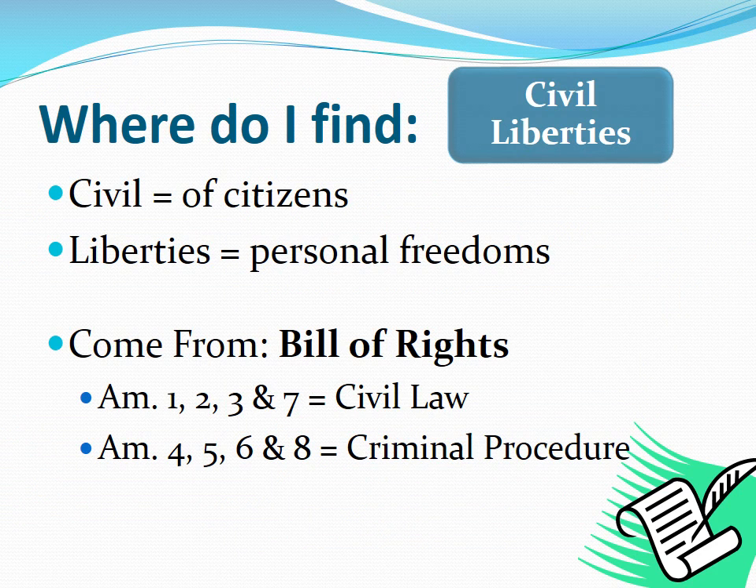Civil liberties can be found mostly in the Bill of Rights, civil meaning of citizens, and liberties of personal freedoms. So what are the personal freedoms of the citizens of the United States who are protected by the federal Constitution? Well, we have the Bill of Rights, which includes both civil law and criminal procedures. The First, Second, Third, and Seventh Amendments to the Constitution lay out civil right protections that we have which are civil liberties, and the Fourth, Fifth, Sixth, and Eighth Amendments to the Constitution lay out the criminal procedure.